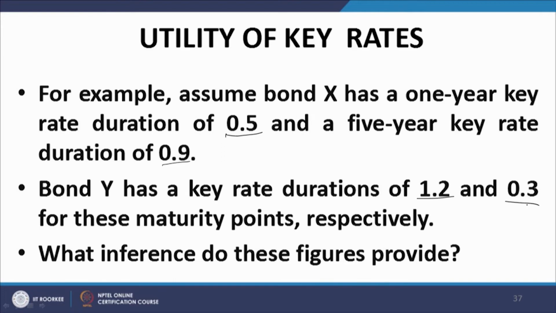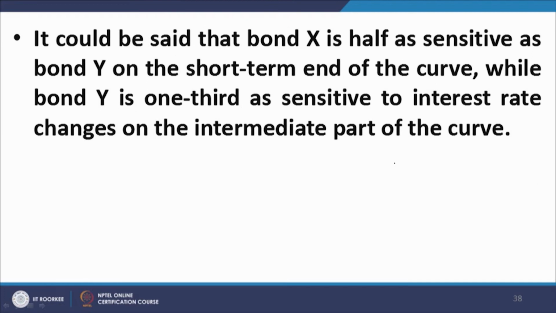You can see here, as far as the key rate or the short end rate is concerned, the 1 year rate, bond X's duration is 0.50, bond Y's duration is 1.2. So, approximately the sensitivity of bond X to the short end is half of the sensitivity of Y. And similarly, we can infer that the sensitivity of X to the long end, or the long term interest rates, is almost 3 times that of Y.